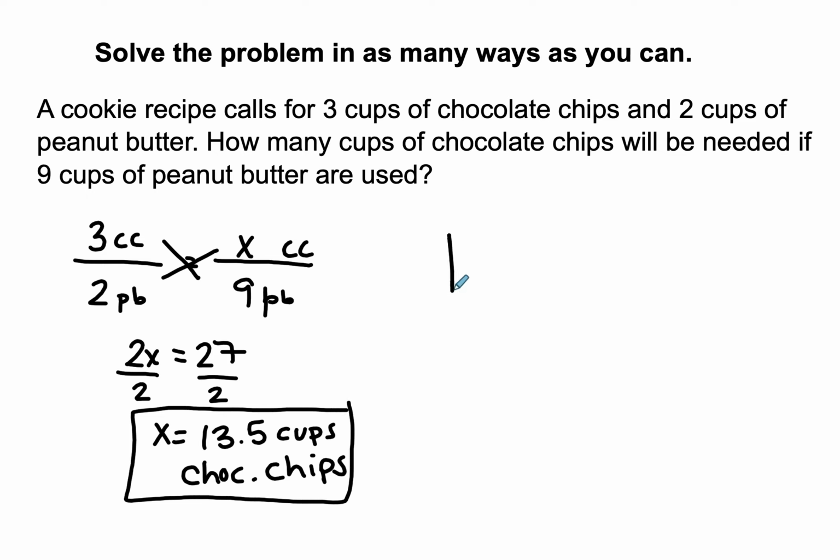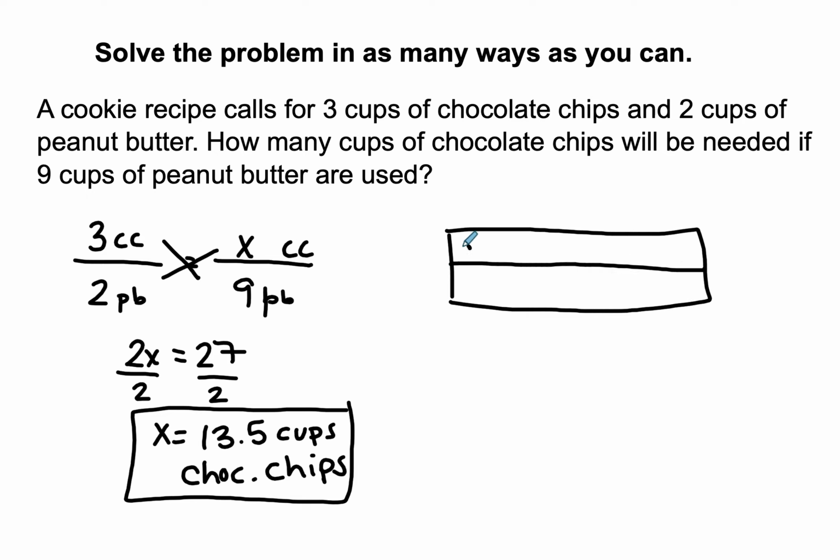Let's see, I'll do a different strategy. This time I'm going to do a ratio table. So chocolate chips, peanut butter. We knew 3 cups of chocolate chips for 2 cups of peanut butter. We don't know how many chocolate chips. And then 9. Let's see, for my ratio table I could have said, okay, I know 2 times 4.5 equals 9. So I would do 3 times 4.5.